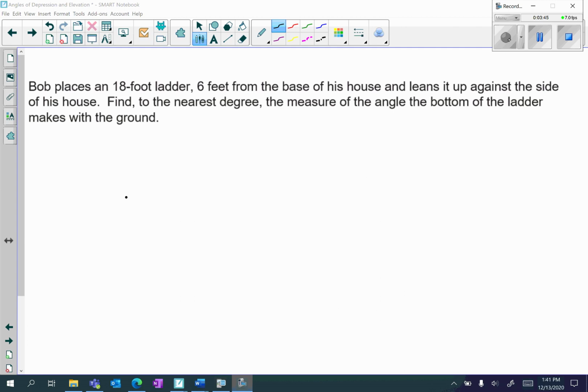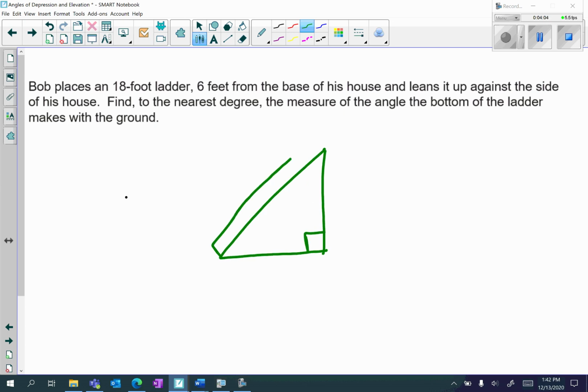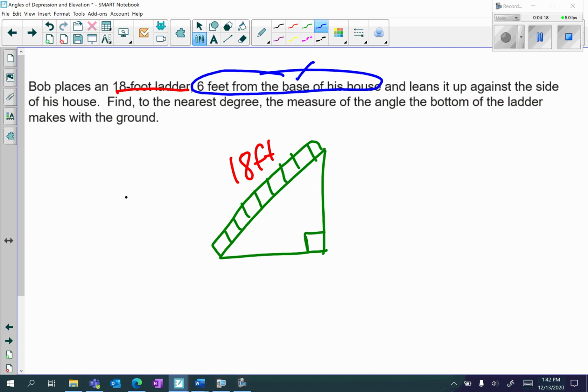Let's look at an example without a picture. So Bob places an 18-foot ladder 6 feet from the base of his house and leans it up against the side of his house. Find to the nearest degree the measure of the angle the bottom of the ladder makes with the ground. So let's draw the diagram. We're going to have a right triangle. Remember, the ladder is going to be the hypotenuse, and that's 18 feet. Then we have 6 feet from the base of his house. Base, remember, means bottom. So we're going to have 6 feet on the bottom. It leans up against the side of the house.